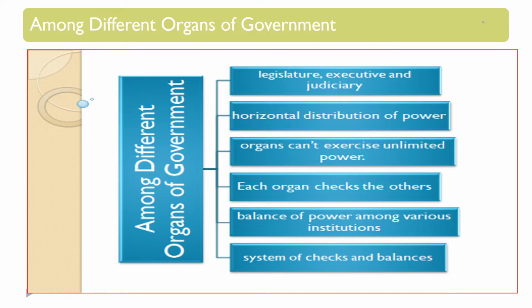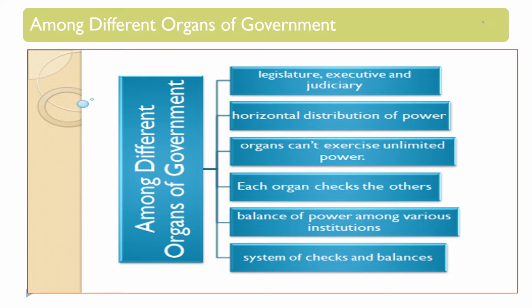So the first form of power sharing is among different organs of government. We are already aware of the different organs of government. They are legislative, executive, and judiciary. So all these organs share power. Legislative is the body which makes law, executive is the body which implements law, and judiciary interprets the law.